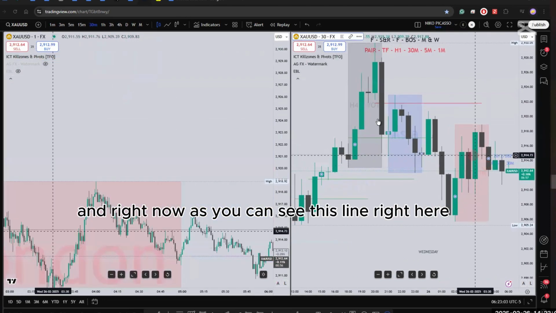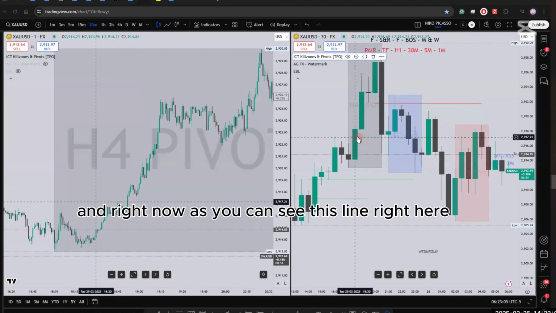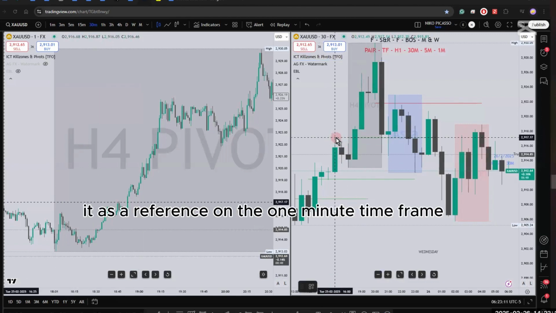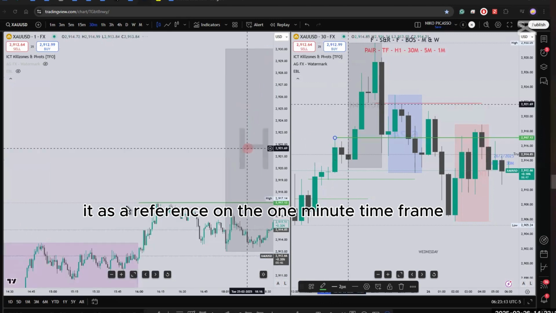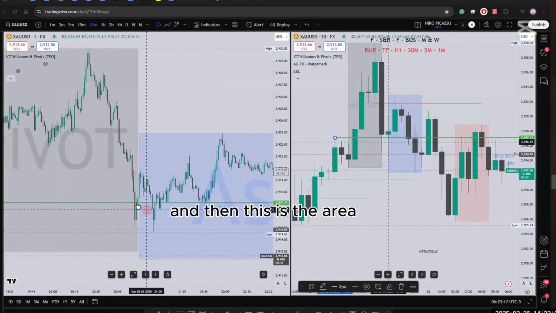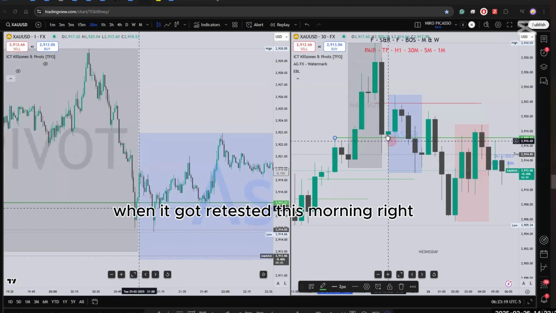And right now, as you can see, this line right here, I'm just going to place and highlight this line here so that we can also see it as a reference on the 1-minute time frame. As you can see, the line just showed up, and I'm going to click right here, and this is the area where it got retested this morning.